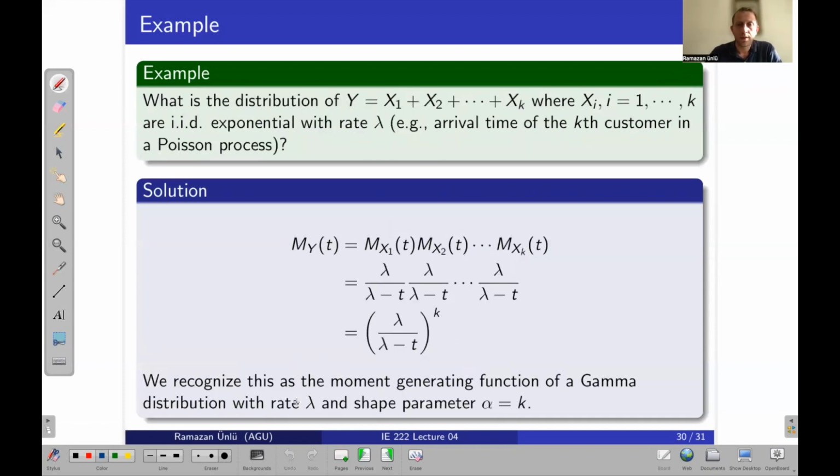Now let's look at another example. What is the distribution of y, which is the sum of some random variables, and those random variables are independent, identically distributed exponential with the rate lambda? Remember that one, which we just covered in the previous lectures, the arrival time of the kth customer in a Poisson process.